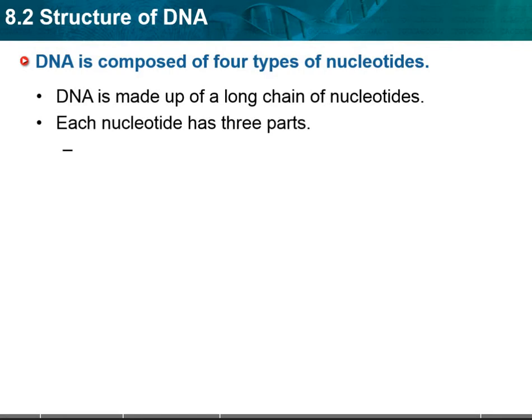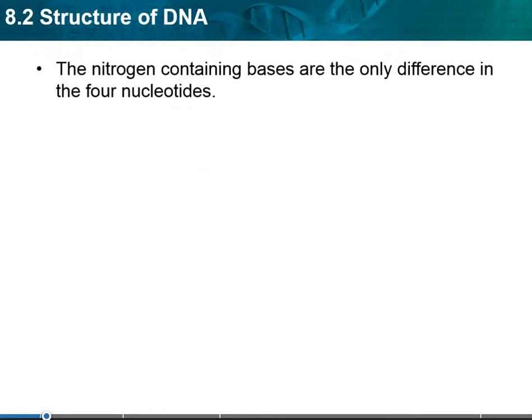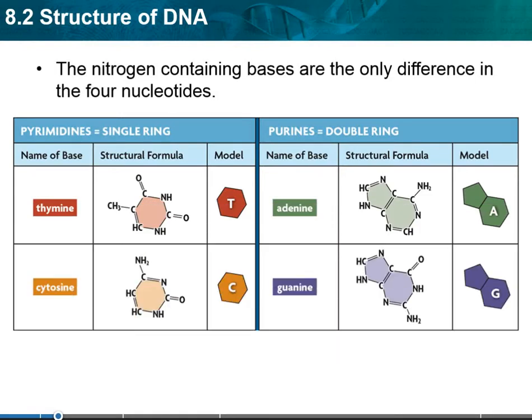It has a phosphate group, a deoxyribose sugar, which is a 5-carbon sugar, and a nitrogenous base, or a nitrogen-containing base. So here's your phosphate group, here's the 5-carbon sugar, and then here is the nitrogen-containing base. And there's really 4 different types of these nucleotides, like it says up there at the top. The nitrogen-containing bases are the only difference in those 4 nucleotides.